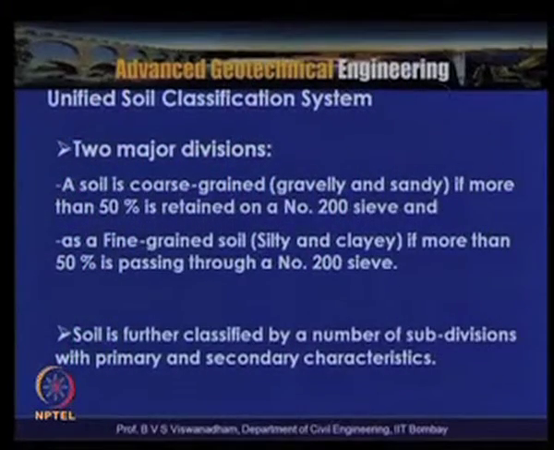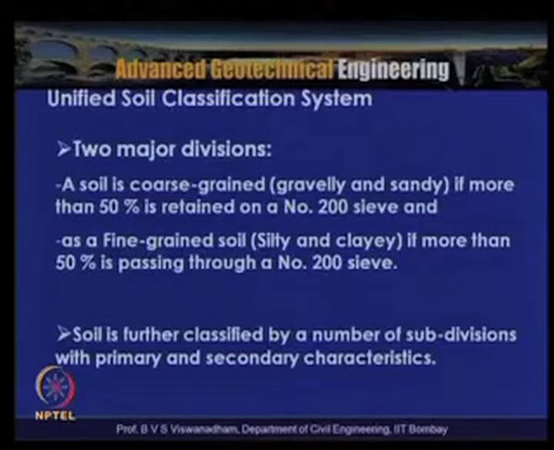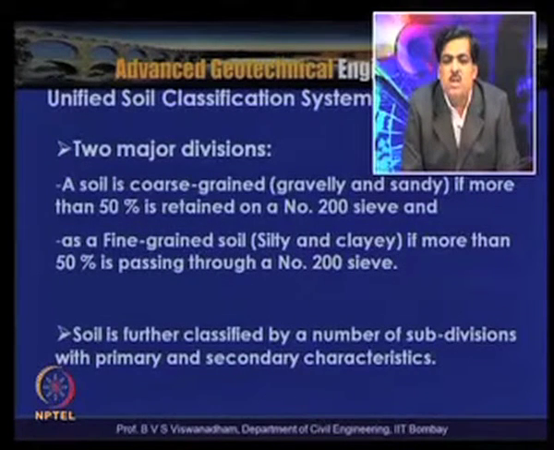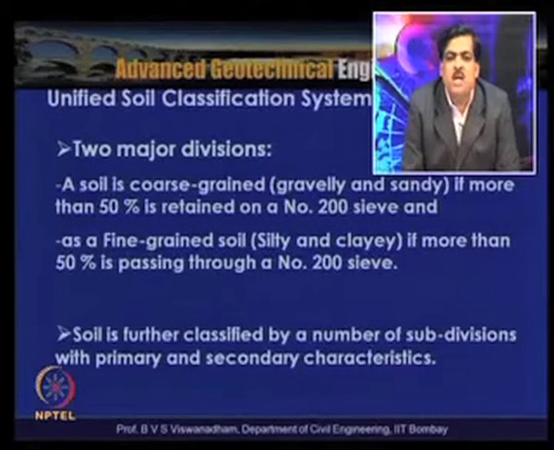Among the 2 major divisions, a soil is coarse grained, gravelly or sandy, if more than 50% is retained on a 200 number sieve, that is 0.075 mm or 75 micron sieve. It is a fine grained soil, silt and clay, if more than 50% is passing through a 200 number sieve. So, if the percentage of fines passing is more than 50%, it is classified as a fine grained soil. The soil is further classified by a number of subdivisions with primary and secondary characteristics.